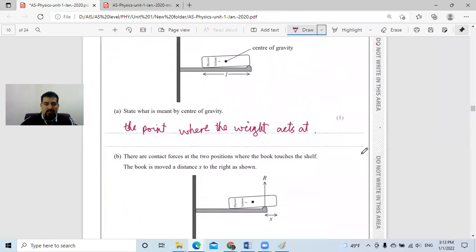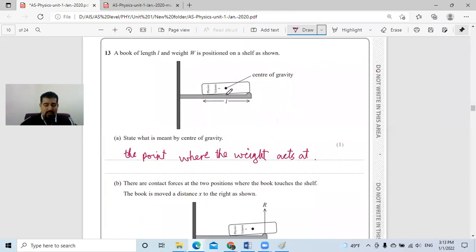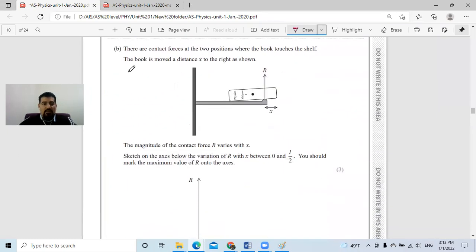Let's continue now. Now we know that the center of mass is exactly in the middle, because it's a uniform shape. We assume it's a uniform shape. There are contact forces at the two positions where the book touches the shelf, at this point here and at this point here. The book is moved a distance x to the right of the shelf. As you can see, this is the distance x. Whenever we move it to the right, the distance x will be greater. The magnitude of the contact force varies with the distance x.